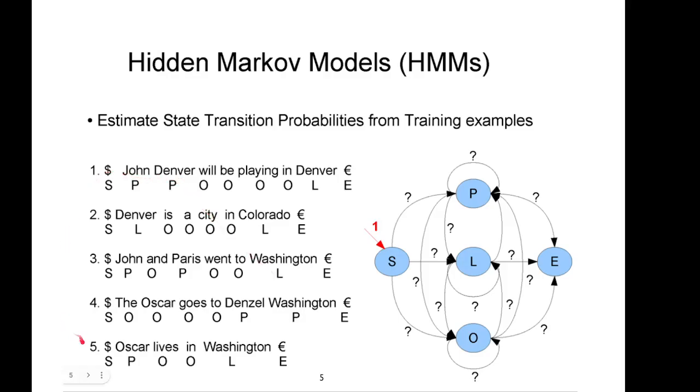This is our training data. So importantly, hidden Markov models are a supervised technique. That means we need training data. And that means somebody sat down and labeled these sentences and gave us a sequence of states that is correct, which is here, for example, start, person, other, location, end, or here start, location, 4 times other, location, end.